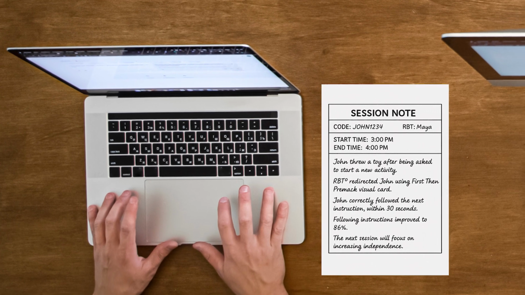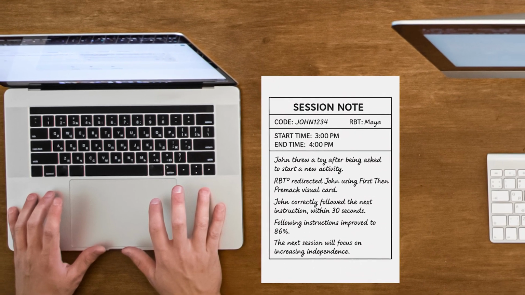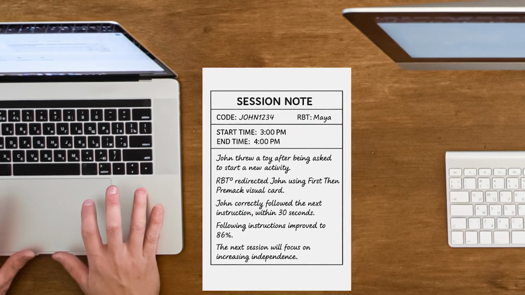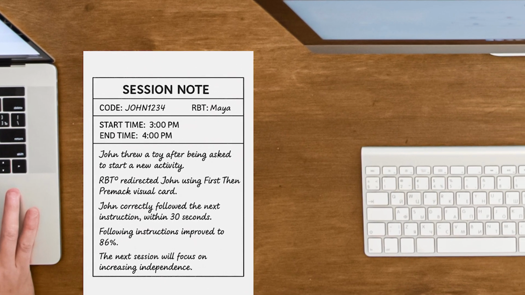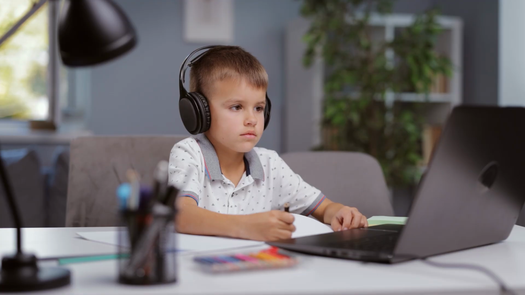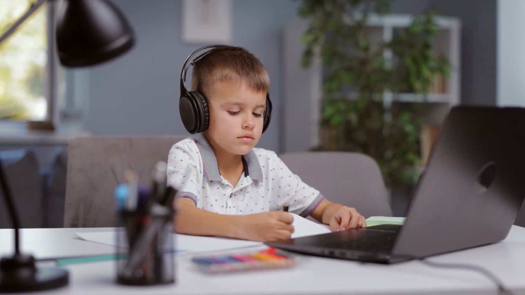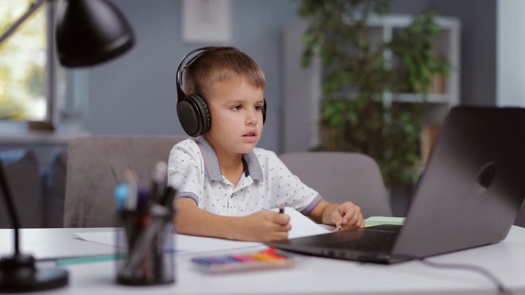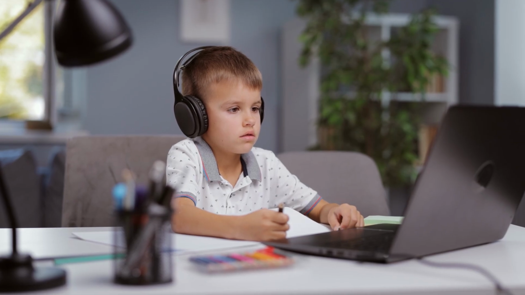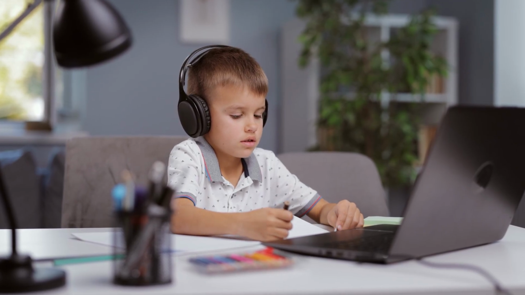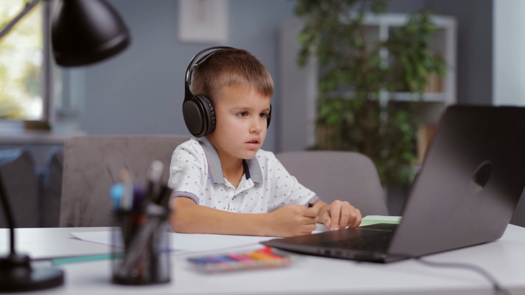She wrote her session note using specific, objective language. She began the note by writing, "John threw a toy after being asked to start a new activity. RBT redirected John using first-then Premack visual card. John correctly followed the next instruction within 30 seconds." She avoided using emotional or vague terms like, "John had a meltdown."